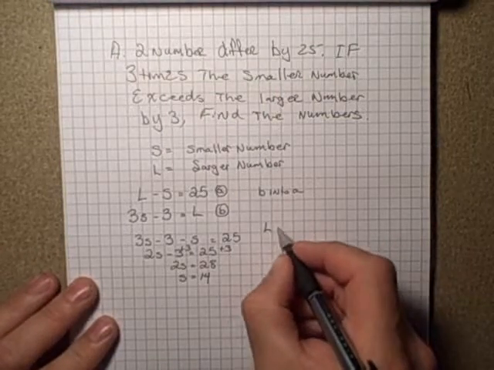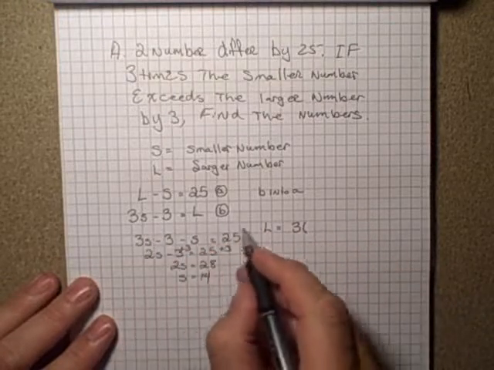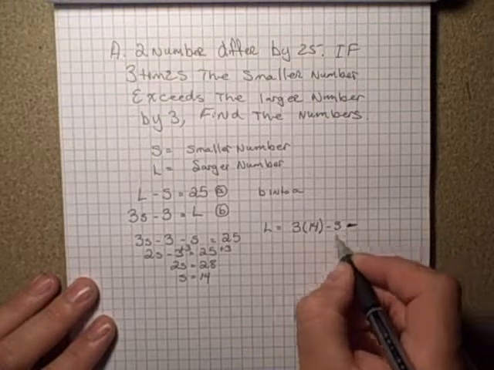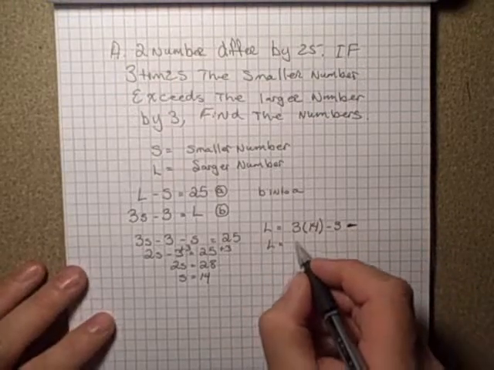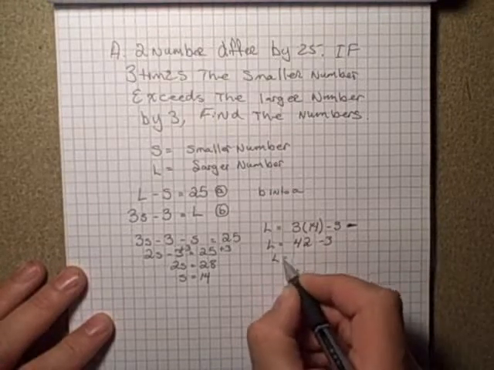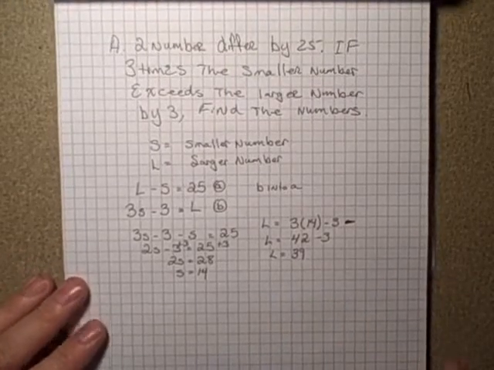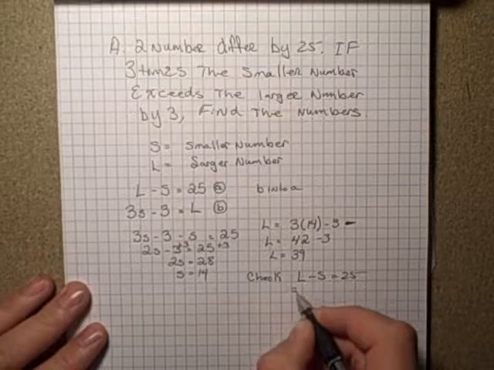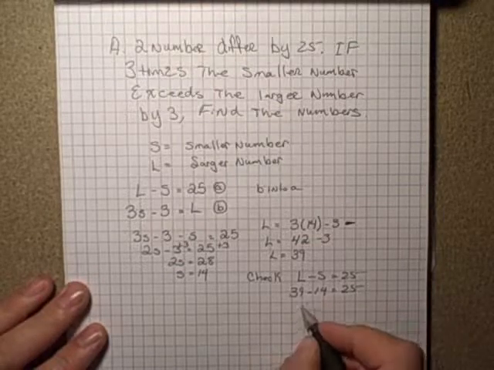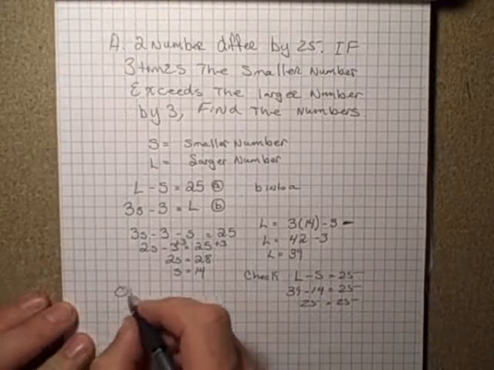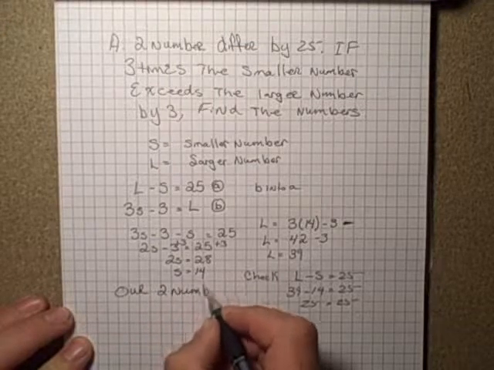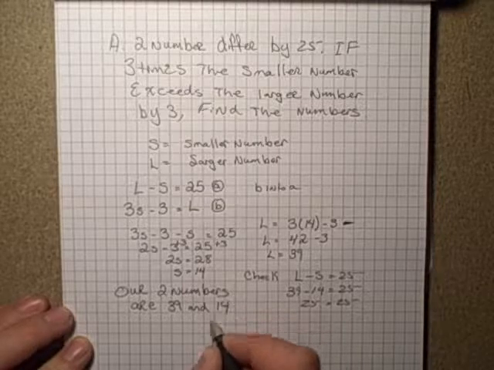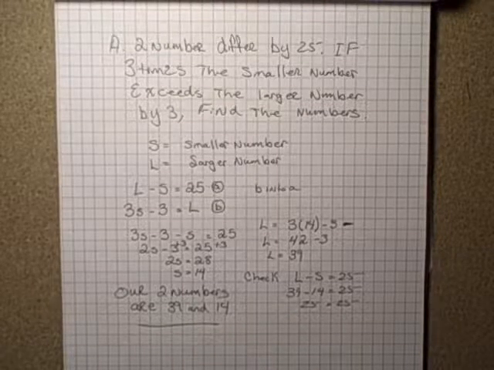Our larger number then, L is going to equal 3 times, we're just using equation B here, 14 minus 3 to give us our answer. So L is equal to 3 times 14 is 42 minus 3. So L is going to equal 39. So our two numbers should be 39 and 14, but we'll need to check by using the other equation. L minus S is equal to 25. So 39 minus 14 is equal to 25. 25 is equal to 25, so we can say that our two numbers are 39 and 14. And that would be a solved problem. So there's our first example.